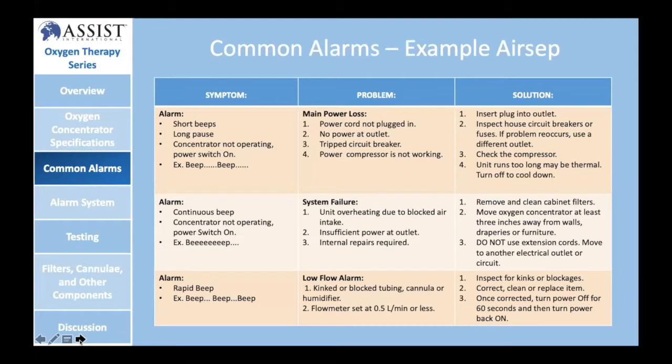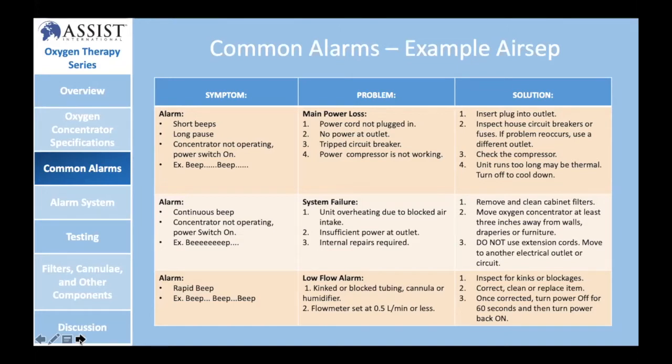The second type of audible alarm that you'll encounter in the use of oxygen concentrators is a continuous beep. It's perhaps one of the most annoying sounds that you'll come across in this lifetime. It'll just stay on for a while and the beep just stays on. And when you try to again turn on the unit, it will not turn on. So what are some of the main causes of this? It can be due to the unit overheating due to blocked air intake. It can be due to insufficient power again at the outlet, and there could be other internal repairs that are required.